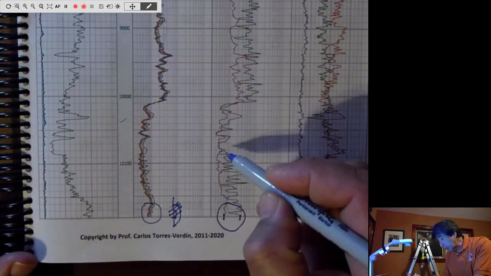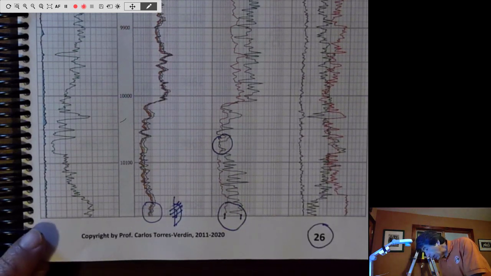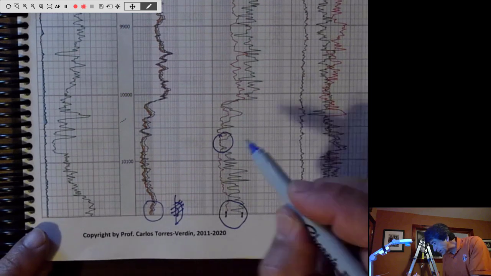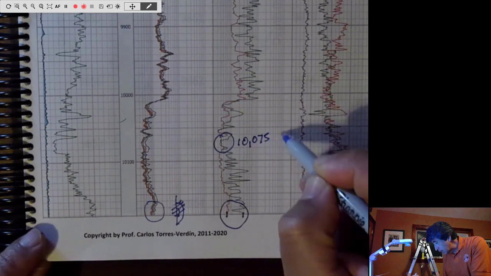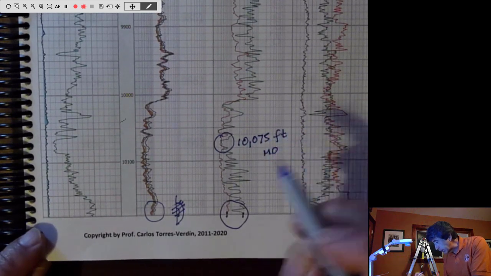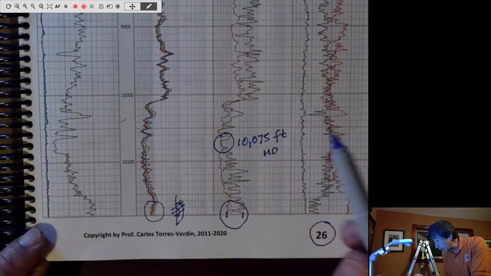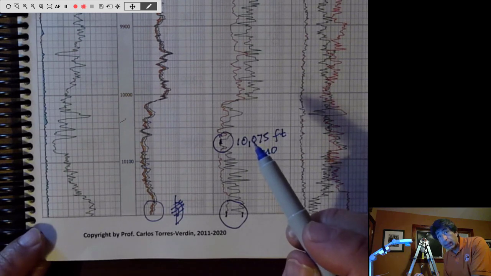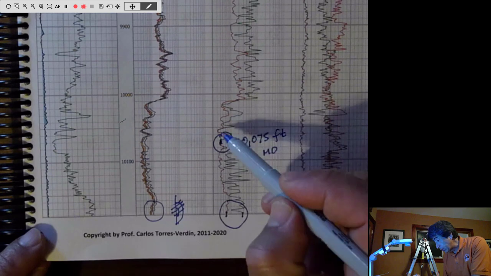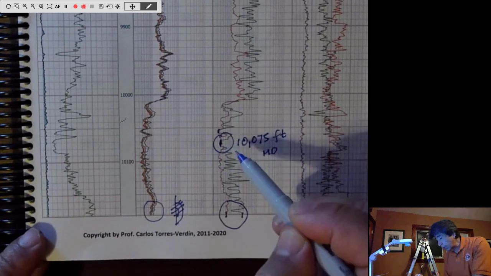And to give you one example, it will be at this particular depth, which is approximately 10,075 feet measured depth. At that point, we observe that both the neutron and density, the parallel and perpendicular to bedding plane resistivity, they overlap. Why do they overlap? Because we do not have anisotropy. The same happens here. And why don't we have anisotropy? Because the presence of shale laminations is negligible.